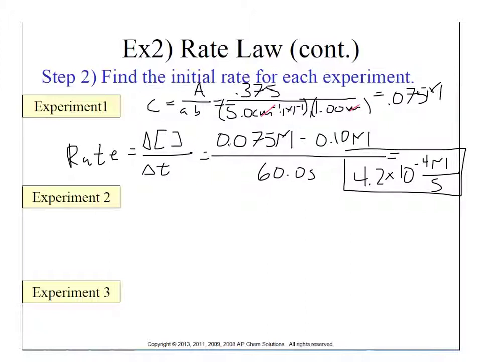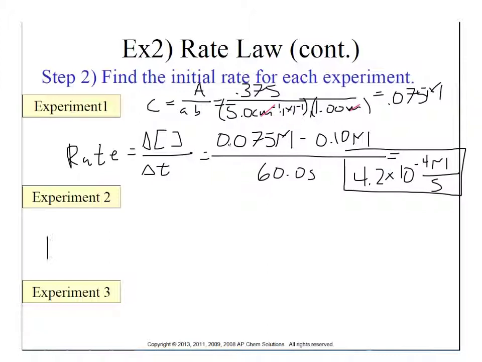All right, and we can do the exact same thing for the other 3 experiments. Looking on the graph, figuring out what the absorbance was at the end of the reaction, so after 60 seconds, plugging it in to figure out what the final concentration is, plugging that into the rate equation, and getting the different rates. I'm not going to go through and do all of them. You can do them if you want. Check your answers with mine.